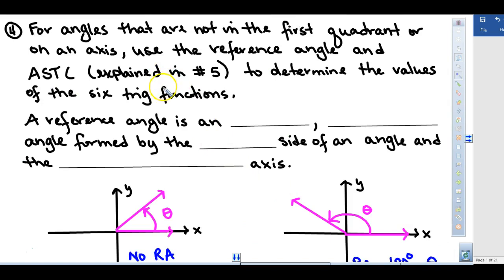Okay, now for angles that are not in the first quadrant like those two were, or on an axis, we're going to use what we refer to as a reference angle and ASTC, which I'll explain in number 5, to determine the values of the 6 trig functions. But let's talk about a reference angle first. A reference angle is an acute, positive angle that is formed by the terminal side of an angle and the horizontal axis.